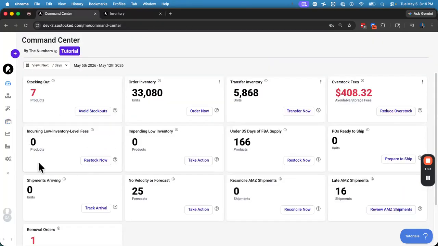The command center also has a widget for low inventory fees and impending low inventory fees. If you have any products that are under the 28-day low inventory level threshold, we would list those out and give you actions that you can take to avoid those impending fees.